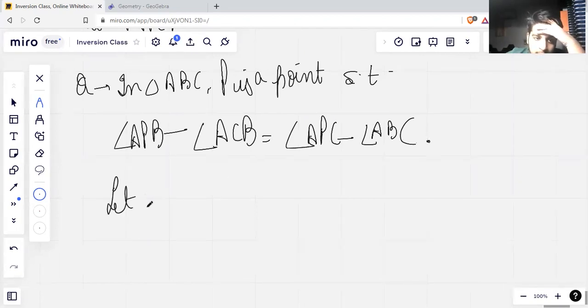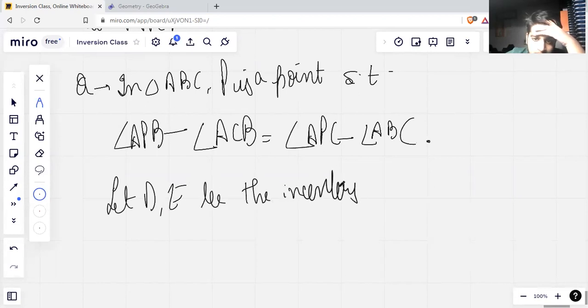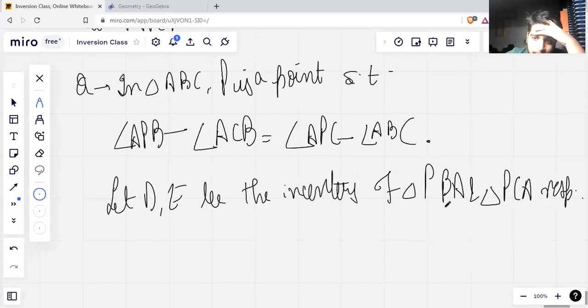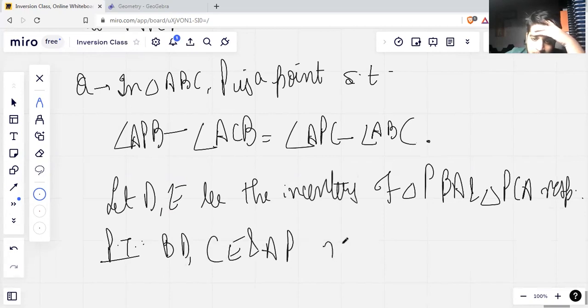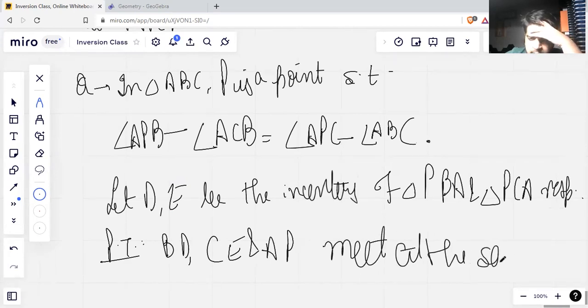Let D and E be the incenters of triangle PBA and triangle PCA respectively. Prove that BD, CE and AP meet at the same point.